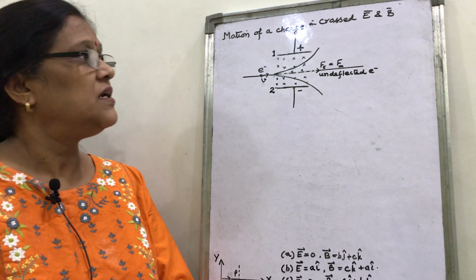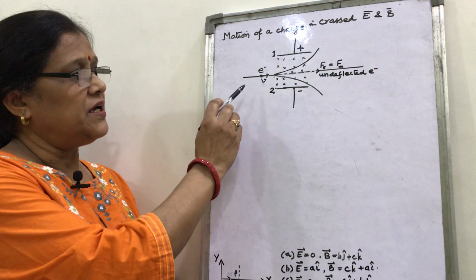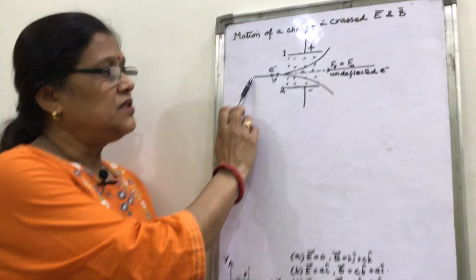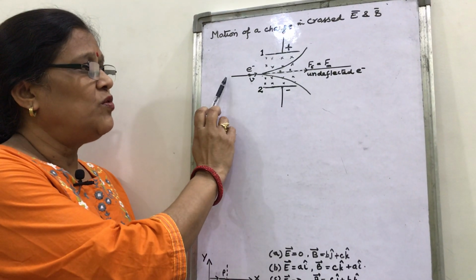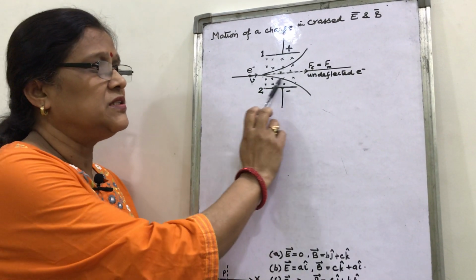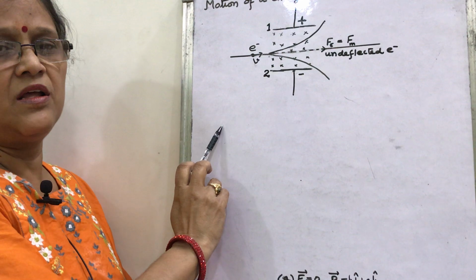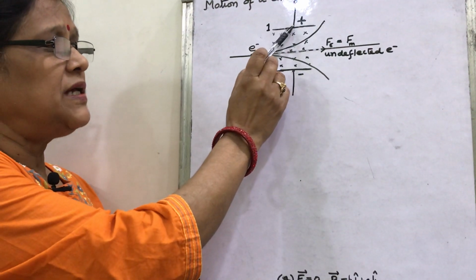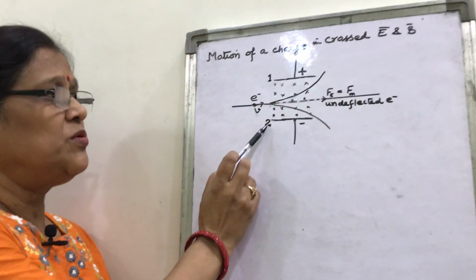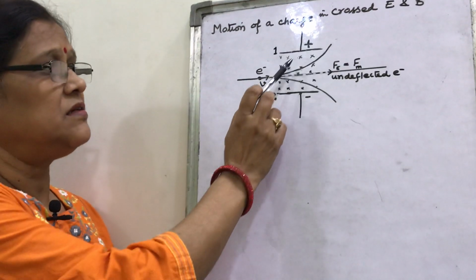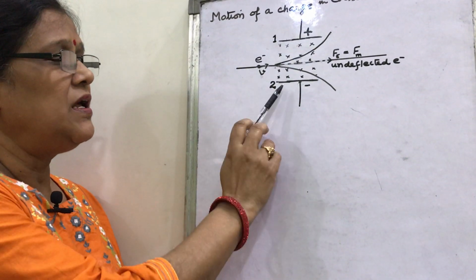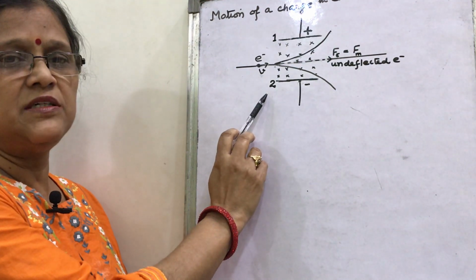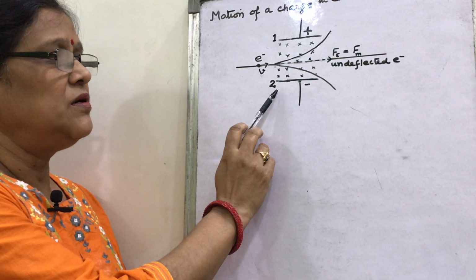Let us start. I have shown here in the figure that this is the charged particle, an electron. Suppose I have taken electron moving with the velocity v in this direction, and there are plus and minus plates, 1 and 2. First plate is positively charged, shown by number 1, and second plate is negatively charged, shown by number 2.